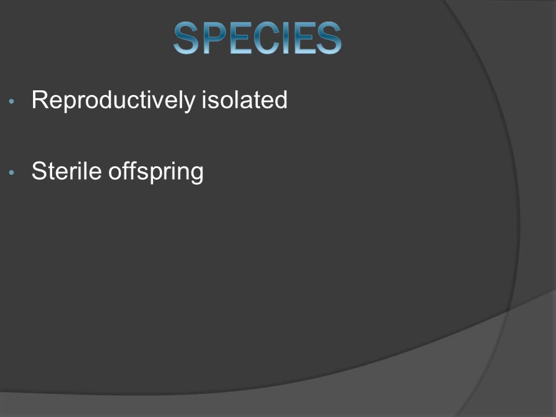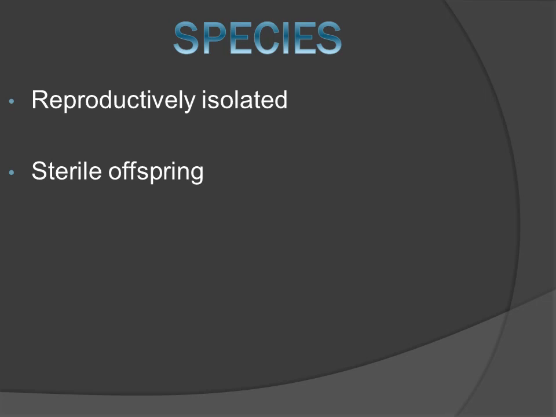It has similar morphological features, and it reproduces among themselves, which means one species cannot reproduce with another species. That's why they said it is reproductively isolated from another species. So a group of organisms which mate among themselves is called one species. Okay, and this produces fertile offspring. If the mating is going on within the species, of course it will produce fertile offspring, generations.